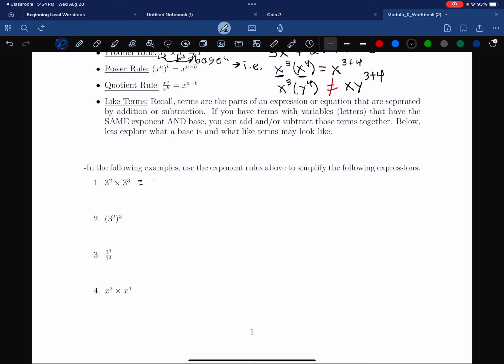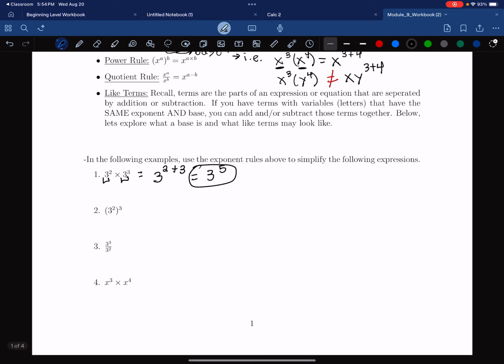So either way works, but I'm kind of just introducing us into this idea of algebra rules. So we have 3 squared times 3 to the third power, where our base is the same. We have 3's. So we're going to do 3 raised to the 2 plus 3 power, which is 3 to the 5th power. And I'm not going to expand that out because we know how to evaluate 3 to the 5th power.